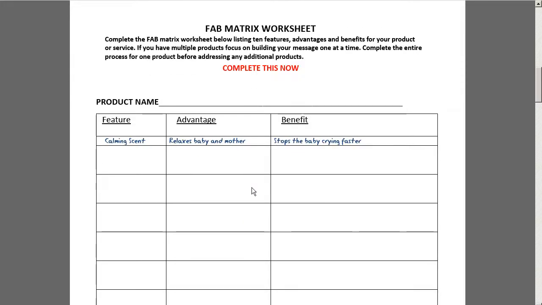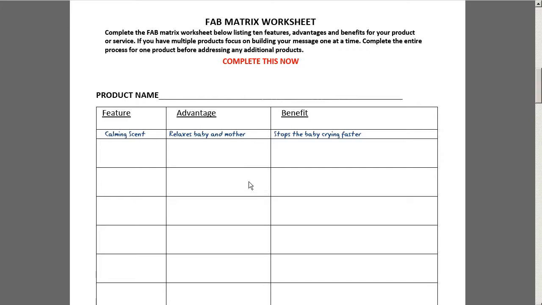So I'm going to go ahead and scroll down, and we see that we've got here a FAB Matrix Worksheet. This FAB Matrix Worksheet is for you to complete and list 10 features, advantages, and benefits for your product or service. If you have multiple products, focus on building your message on just one product right now and complete the entire process for one product before you address any additional ones.